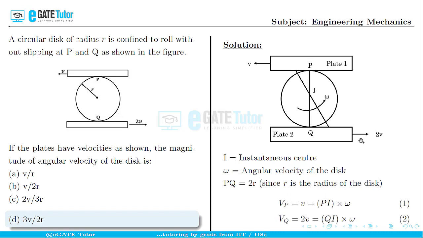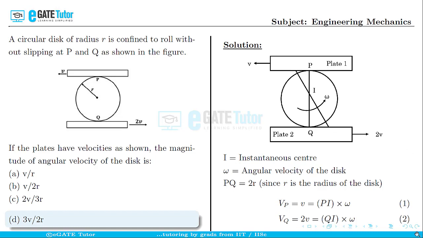From the basic relations we know that velocity at point P, which is given as v, can be written as PI into omega. Let us consider that as equation 1. Similarly, the velocity at point Q, which is given as 2v, can be written as QI into omega. Let us consider that as equation 2. Here we need to remember that PI plus QI will form PQ.